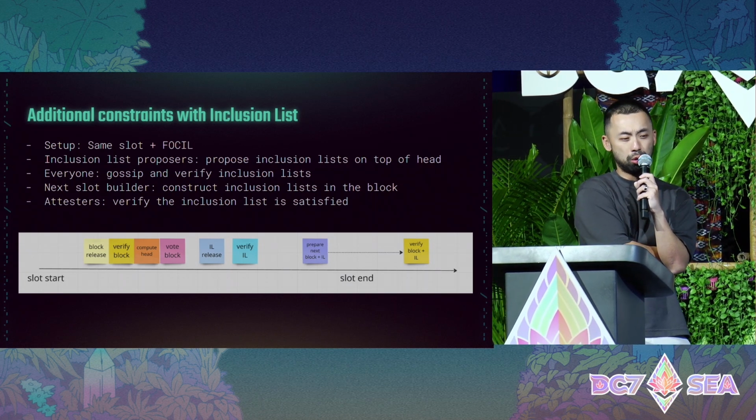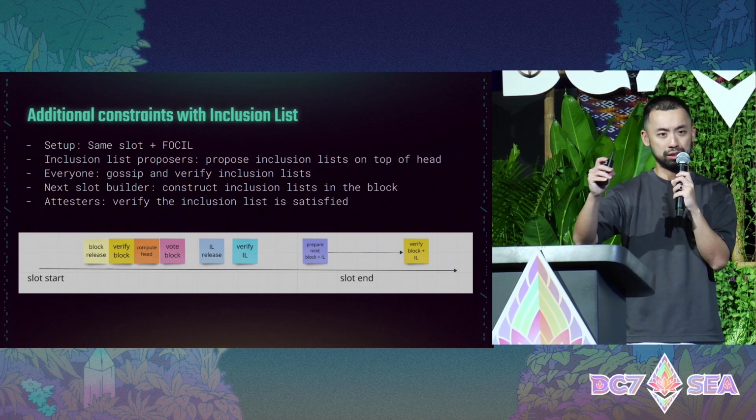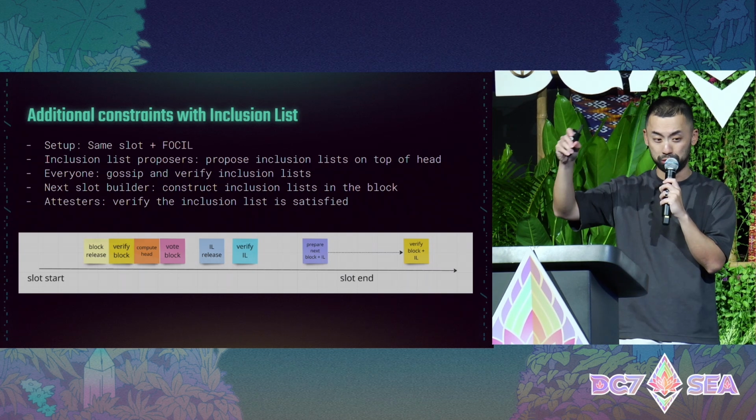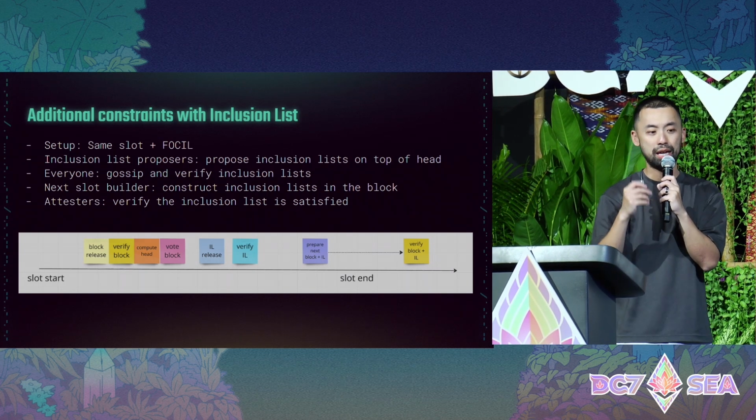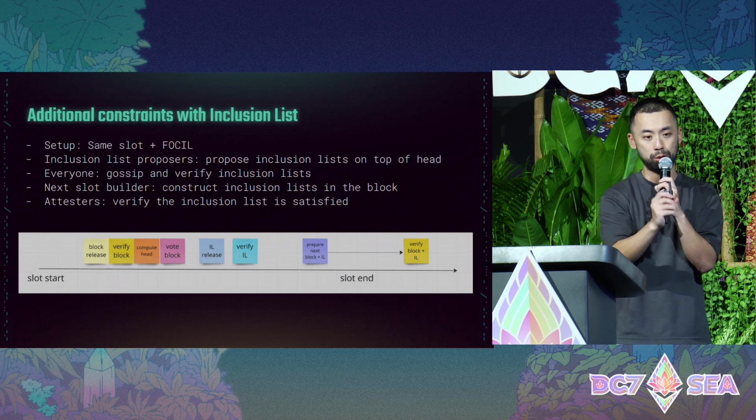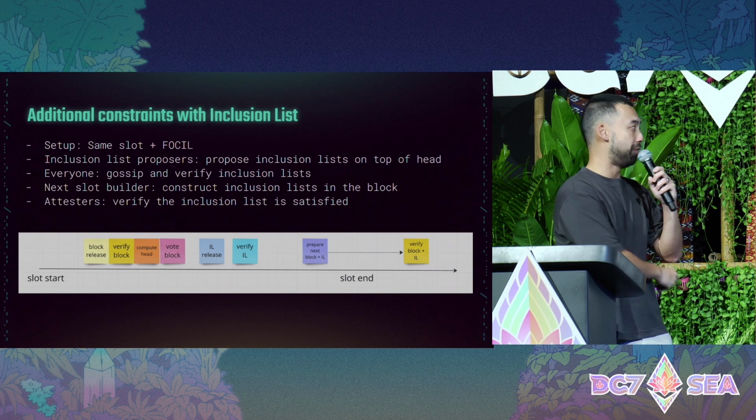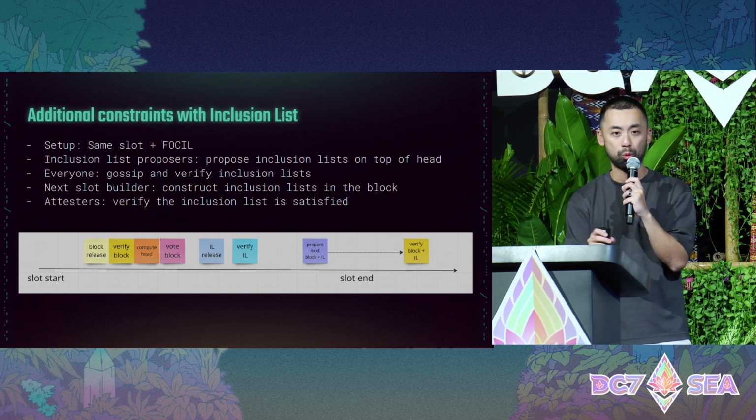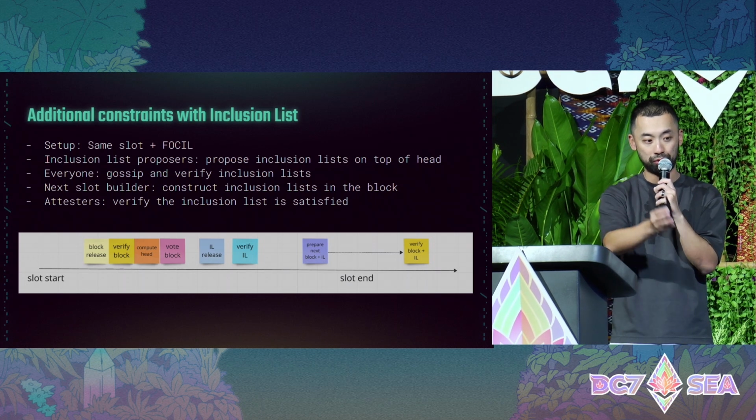So what FOCIL does essentially is that it allows secondary runs of proposers that are allowed to send their local block, such that it constrains the next slot proposer. So where does that leave us in the picture, right? Because of that, we have to add this proposer in the middle of the 12 seconds slot.